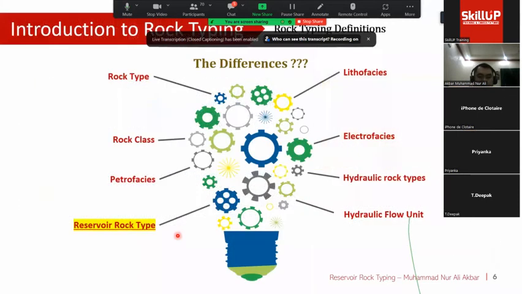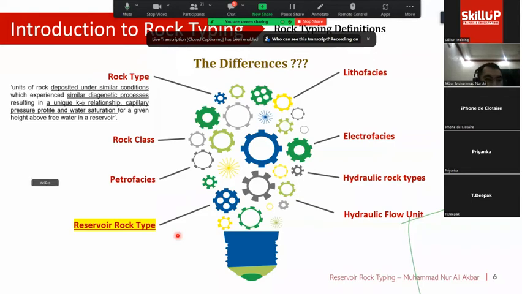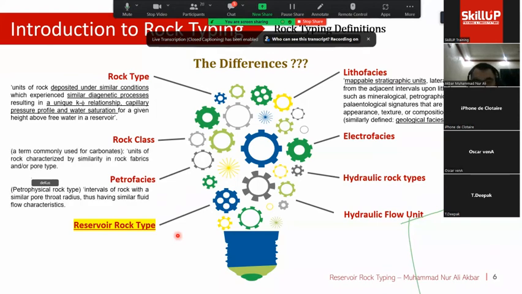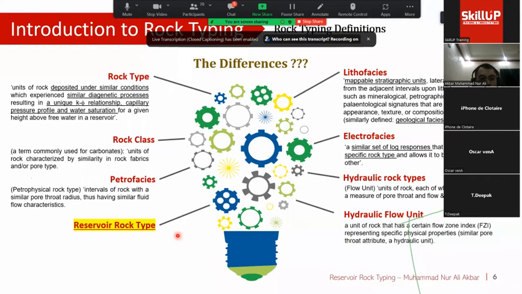For rock grouping itself, there are a lot of terminologies that we usually hear: rock types, lithofacies, electrofacies, rock class, petrofacies, hydraulic flow unit, hydraulic rock types, and then reservoir rock types. We try to explain here in detail that the rock type itself is making a group of rocks having similarity in porosity-permeability relation, up to capillary pressure data, water saturation, and so on. But sometimes they are not connected to each other with the lithofacies.